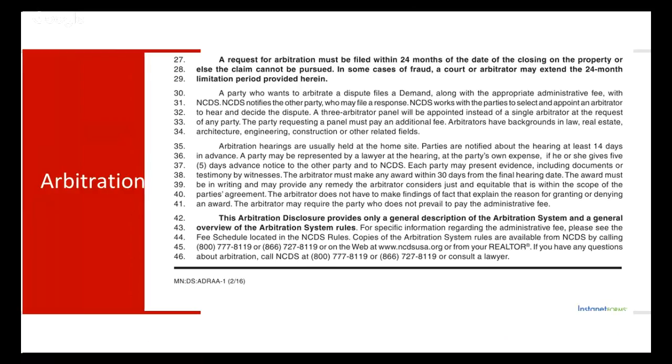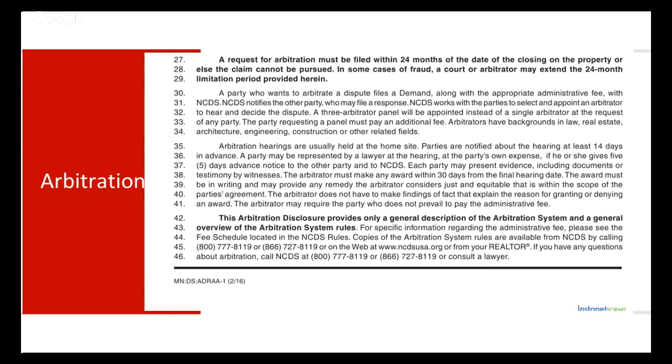A party who wants to arbitrate a dispute files a demand along with the appropriate administrative fee with the NCDS, who then notifies the other party, who may file a response. The NCDS works with the parties to select and appoint an arbiter to hear and decide the dispute. A 3-arbiter panel will be appointed instead of a single arbiter at the request of any party. The party requesting a panel must pay the additional fee.